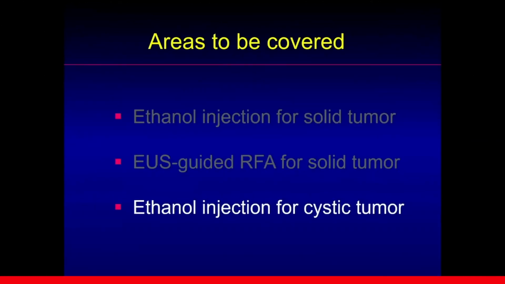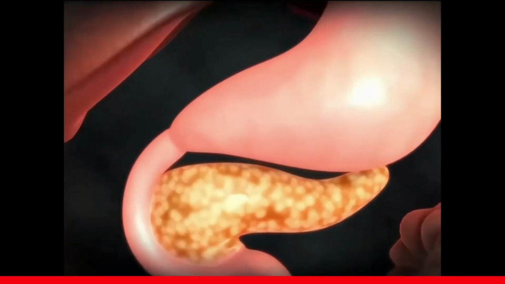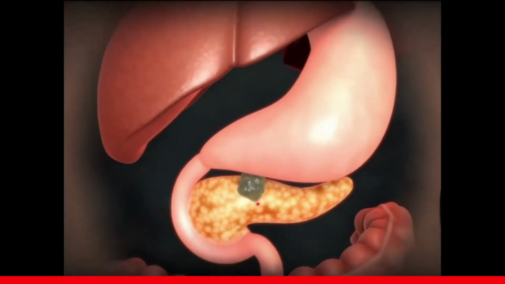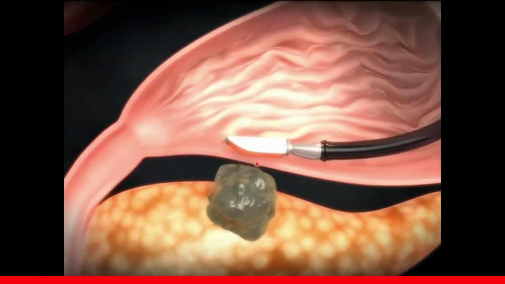Lastly, for the management of pancreatic cystic tumor, we can use the ethanol injection technique or ethanol lavage. If there is any growing cystic tumor in the pancreas, we can use EUS for the delineation of the lesion. This is a cystic tumor. Now, the linear EUS scope is going into the stomach, and we can delineate the lesion.